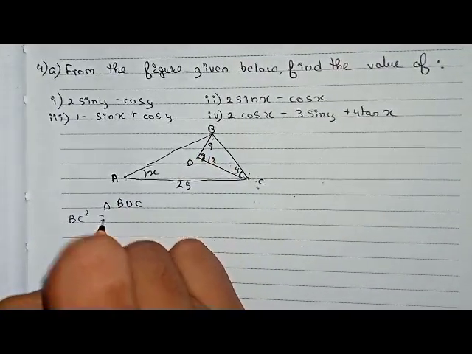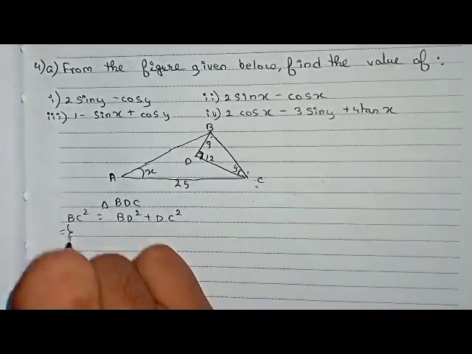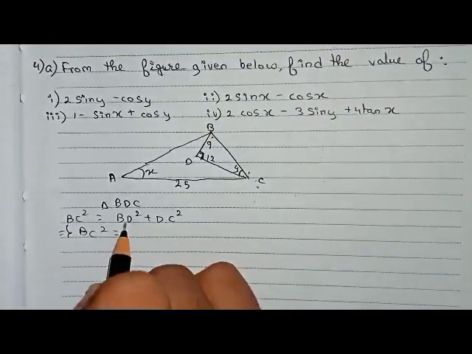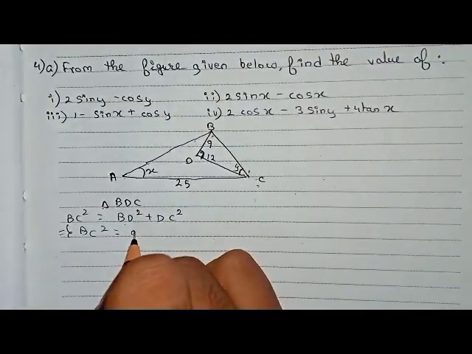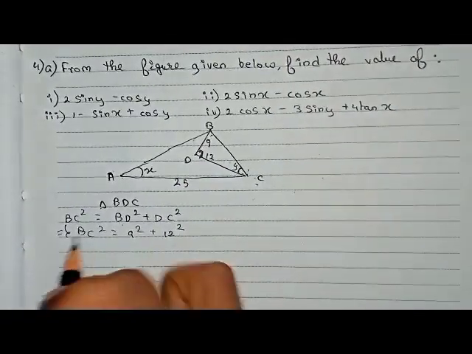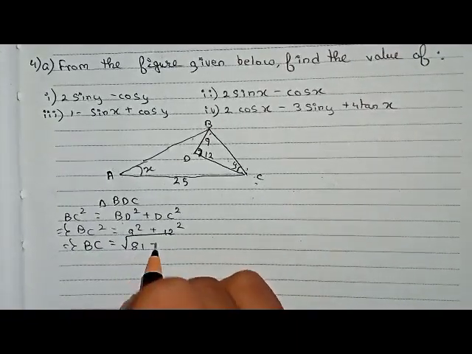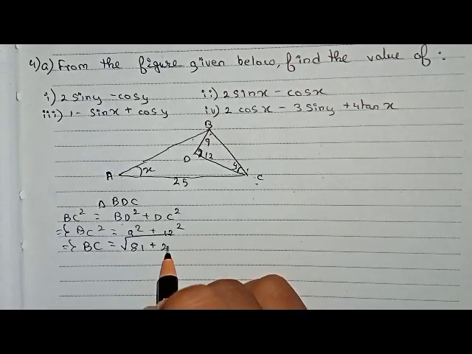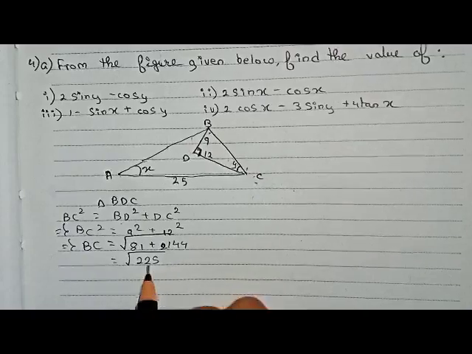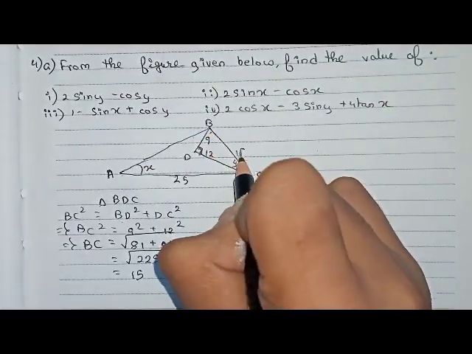So BC is equal to root over BD square plus DC square. So BC is equal to root over BD, that is 9 square, plus DC, that is 12 square. So BC is equal to root over 9 to the power 2, 81, plus 12 to the power 2, 144, which is equal to root over 225, that will be equal to 15. So therefore BC will be equal to 15.